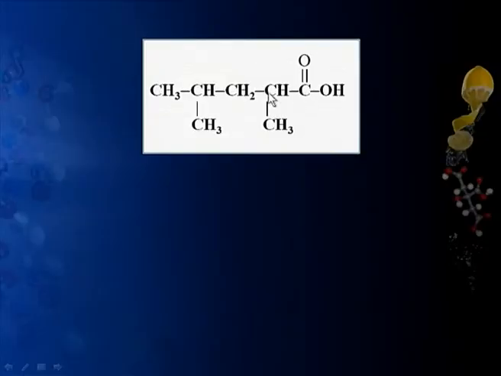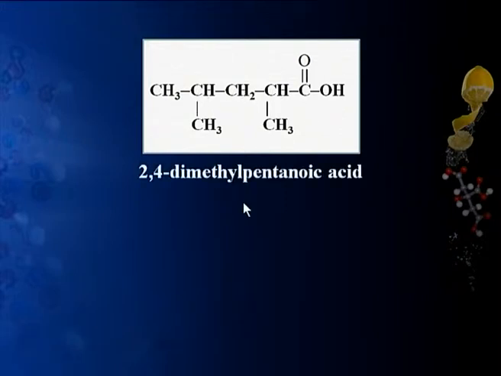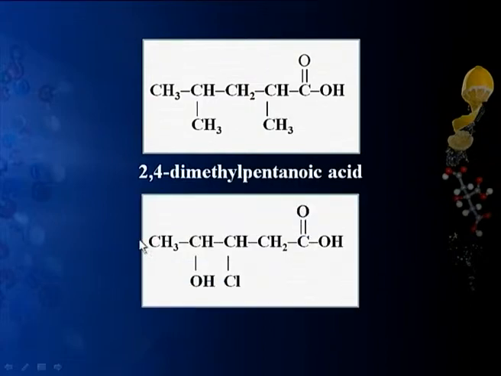For practice, we can take another example. This is 1, 2, 3, 4, 5. Again a 5 carbon chain. So it's a pentanoic acid having 2 methyl groups at carbon number 2 and carbon number 4. So this is 2,4-dimethyl pentanoic acid. Then this acid has got 1 hydroxyl and 1 chloro. Now here the preference is given to the carboxyl group. You have already studied these rules for giving the preference to the functional group. The carboxyl group gets the highest preference.